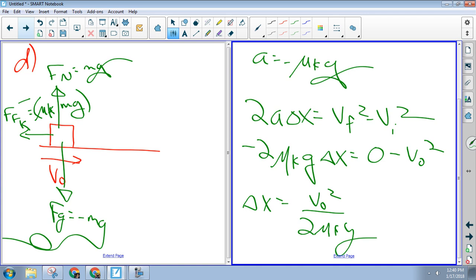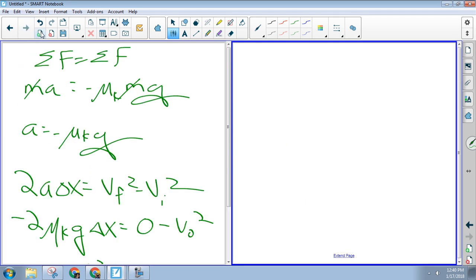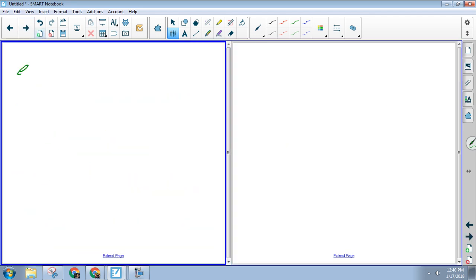All right, last question. I really like question E. You really got to think about this one, even though there's no numbers. E says, suppose the ramp now has friction. The same block is projected up, the same as before. And then it wants a velocity versus time graph. With no friction, our velocity time graph just looked like this, right? A nice straight line. With friction, that's going to change things, right?